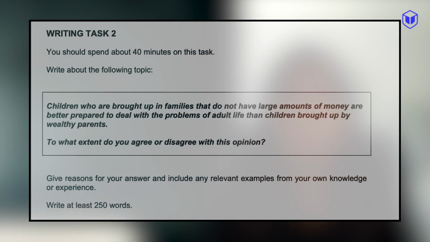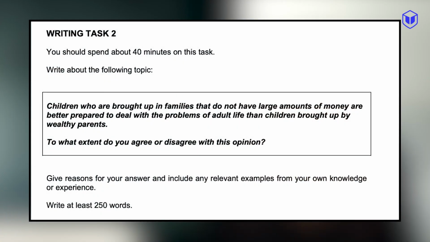Here's a sample question. Children who are brought up in families that do not have large amounts of money are better prepared to deal with the problems of adult life than children brought up by wealthy parents. To what extent do you agree or disagree with this opinion? Give reasons for your answer and include any relevant examples from your own knowledge or experience. Write at least 250 words. Now, let's write our introduction.